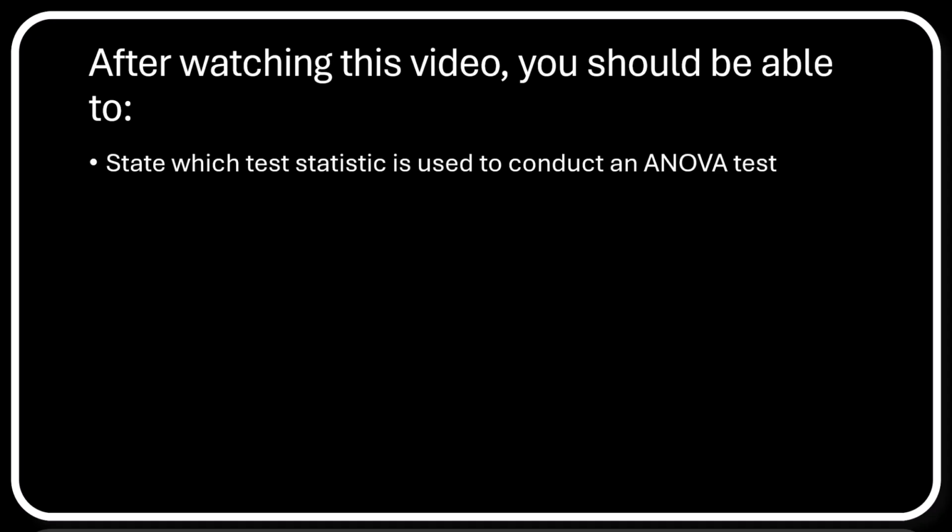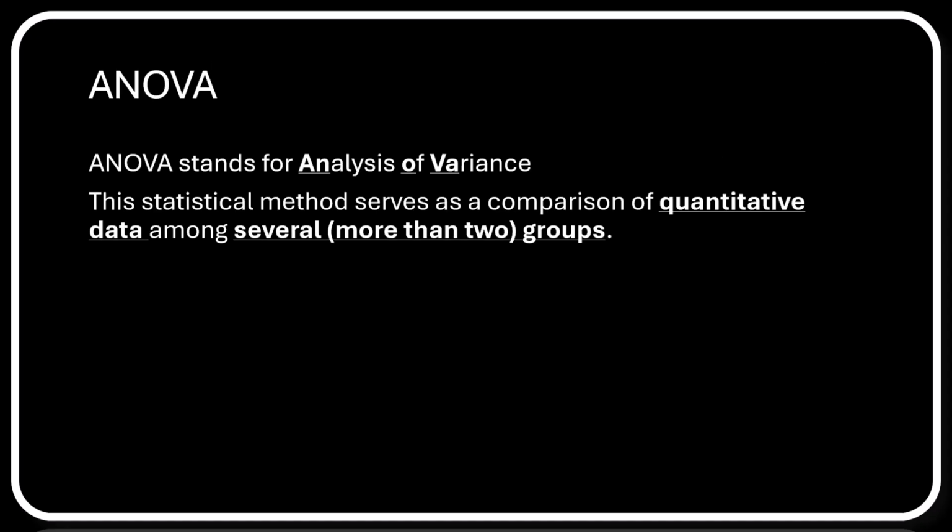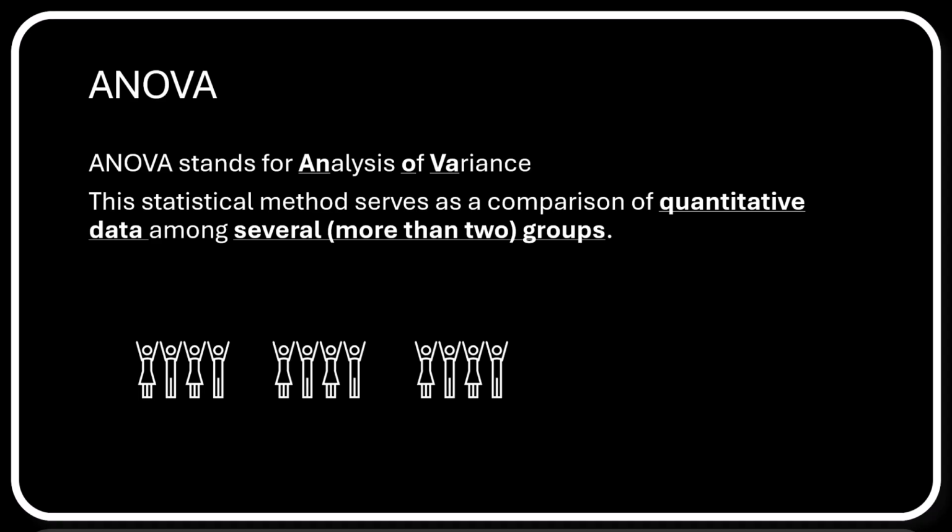Let's begin. After watching this video, you should be able to state which test statistic is used to conduct an ANOVA test, describe the F distribution, and provide a basic formula for the F statistic. ANOVA stands for Analysis of Variance. This statistical method serves as a comparison of quantitative data among several, meaning more than two groups. So we could use it to compare 3 or 4 or 5 or more groups.